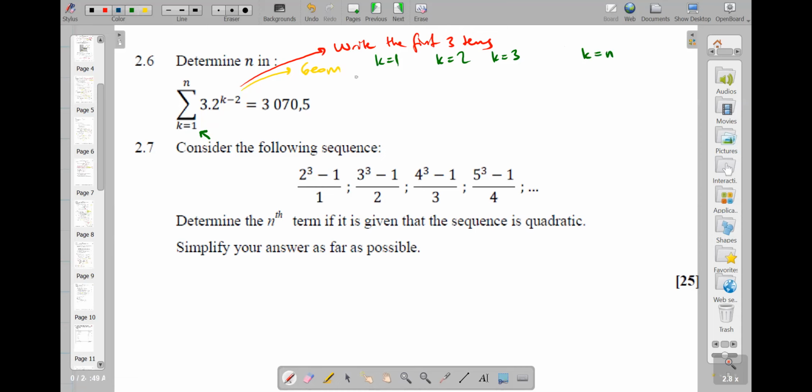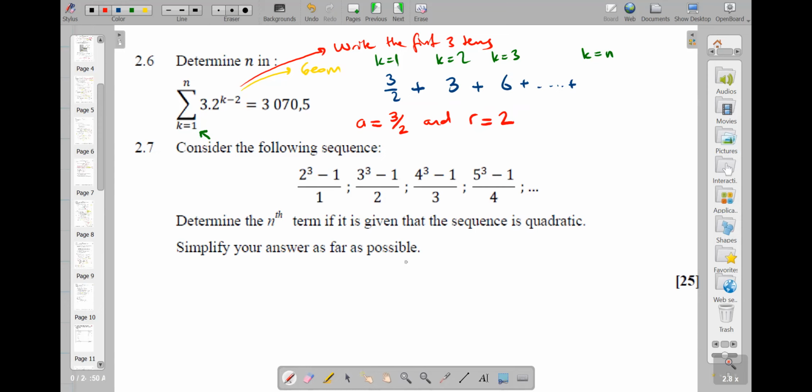Now when k is 1, it is 3 times 2 to the power of 1 minus 2, so it's 2 to the power of -1. So it's basically 3 over 2. Plus when k is 2, it is 3. When k is 3, that is 6. And then it carries on. You don't really need to write more, because it gives me the value of A, the first term, and it gives me R. You can see what's happening. It's always multiplied by 2 and 2 and 2, so R is 2. So I know A, I know R, and I am asked to find when it reaches more than 3070.